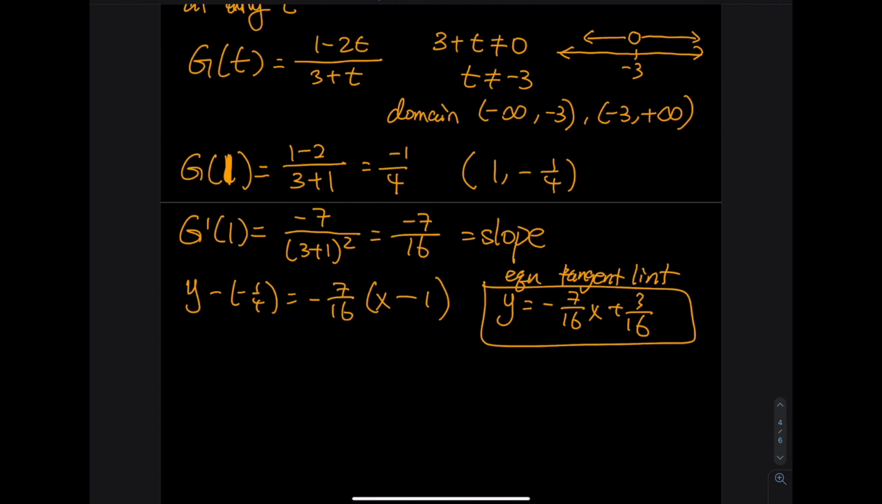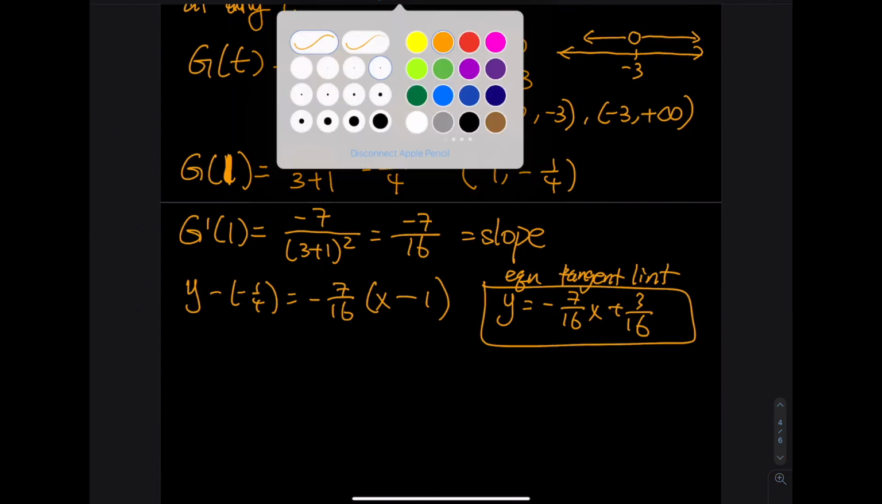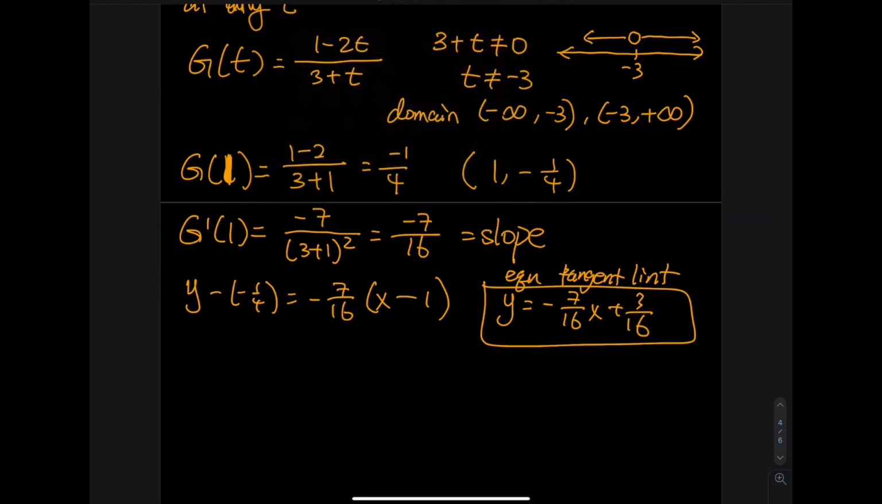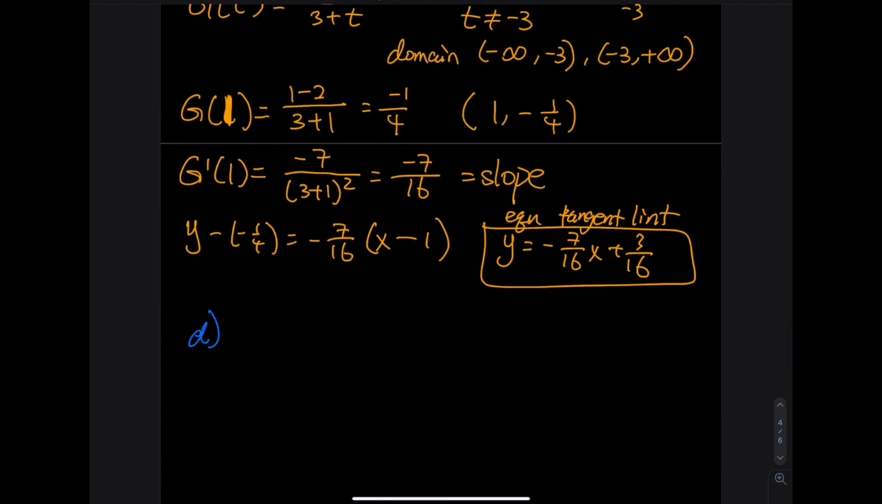The slope is -7 divided by 16. So that is part C. Let's take a look at part D. In part D, I am going to give you a fourth power to practice your Pascal triangle. So part D, how about this? f of x is equal to x to the fourth. I want you to find f prime of x.